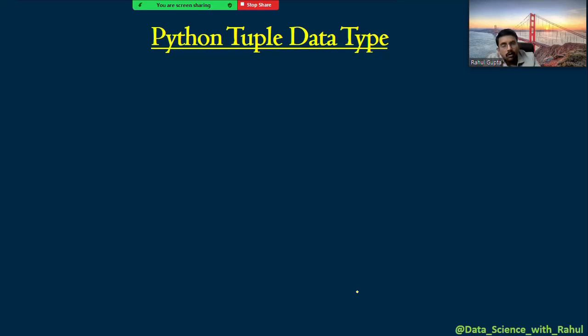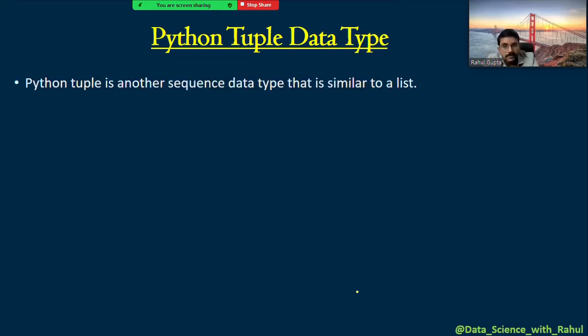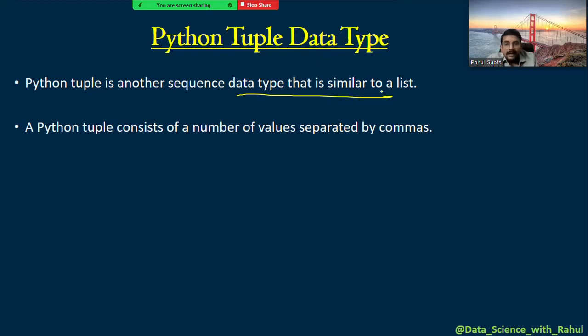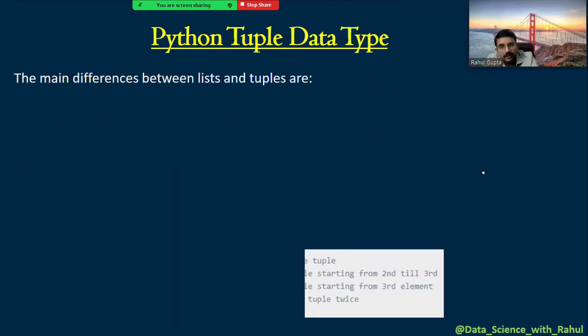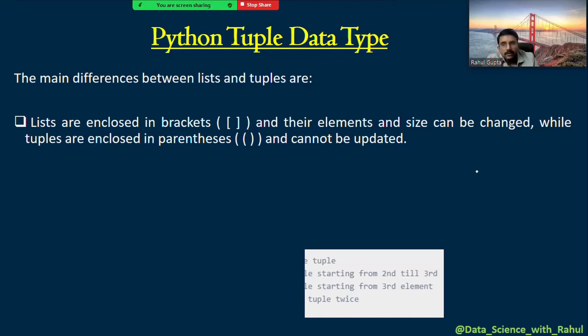Now the next thing we call is the tuple. What is a tuple? A tuple is another sequence data type which is similar to a list, but there is a difference. What is the difference? First, we also put tuple values separated by commas, but they are enclosed in parentheses like this, not in square brackets. The basic difference is that lists are enclosed in brackets and their elements and size can be changed. You can change the size of a list.